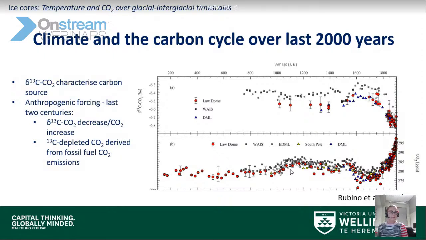So when we measure and fingerprint the source of carbon in the ice cores, we see that there is this strong decrease at the same time that the CO2 rises. And this is due to the increase in fossil fuel burning. This carbon signature is characteristic of fossil fuel burning. So there's another piece of evidence from the ice core record.